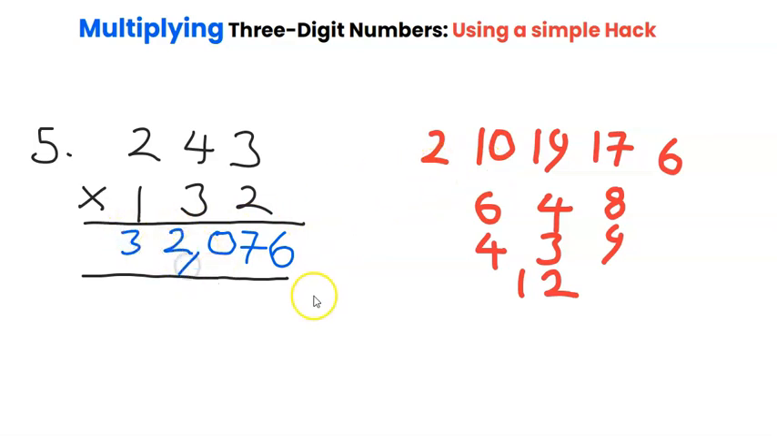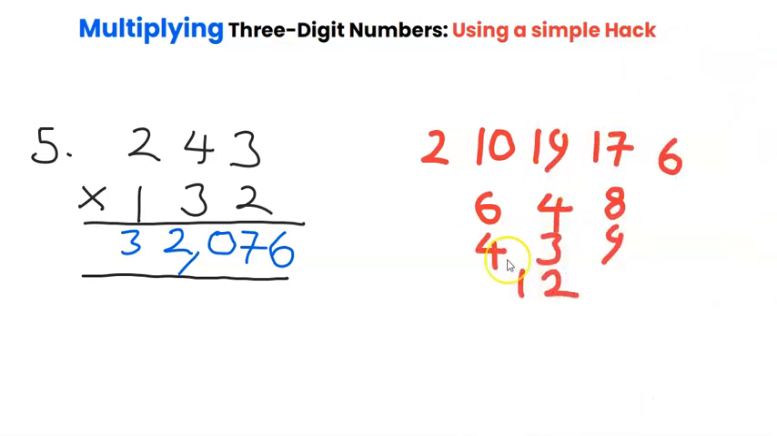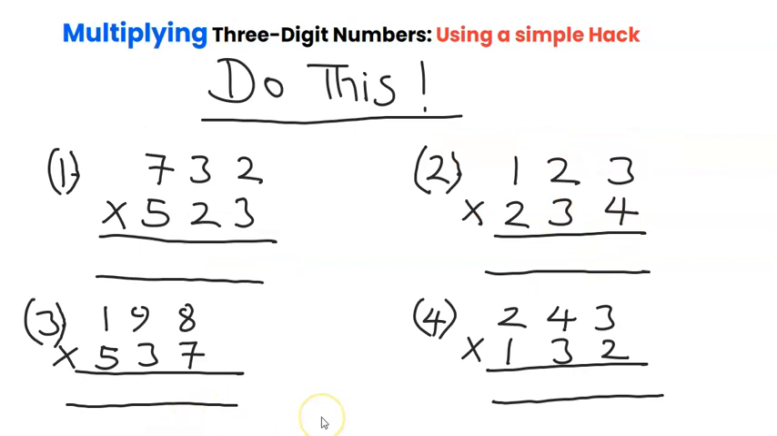So this is 32,076, which we can confirm using our calculator. So if you punch 243 times 132, we are going to obtain 32,076. So if you clearly understand all that has been done, kindly do this on your own and drop the results in the comment section.